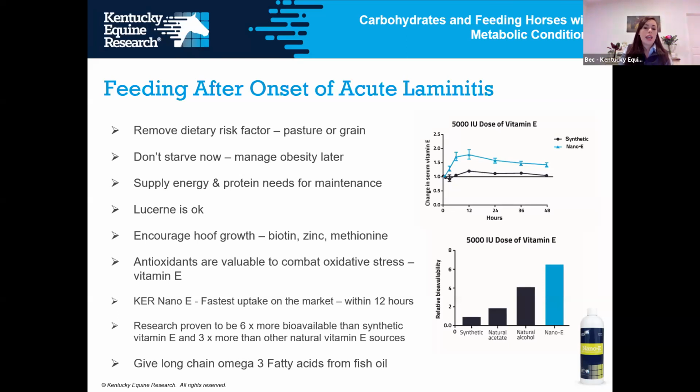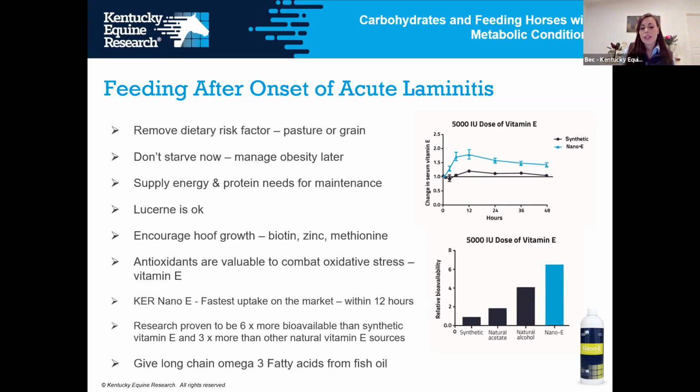We need to supply energy and protein needs for maintenance and repair of tissues. Lucerne is absolutely fine in this instance, even if the horse is a little overweight, just to begin with, because it is typically, like we said earlier, a little lower in NSC, and the horse is in pain, which can then cause some inappetence. And if we're trying to give them some supplements or medication, we do need them eating. So lucerne may be a really good carrier for that.